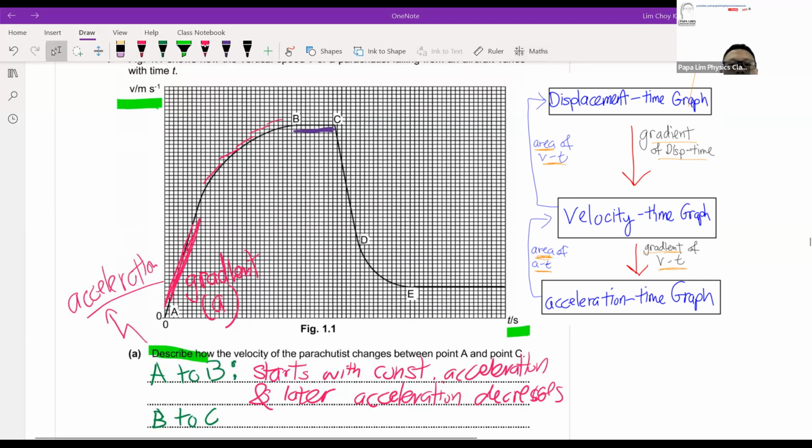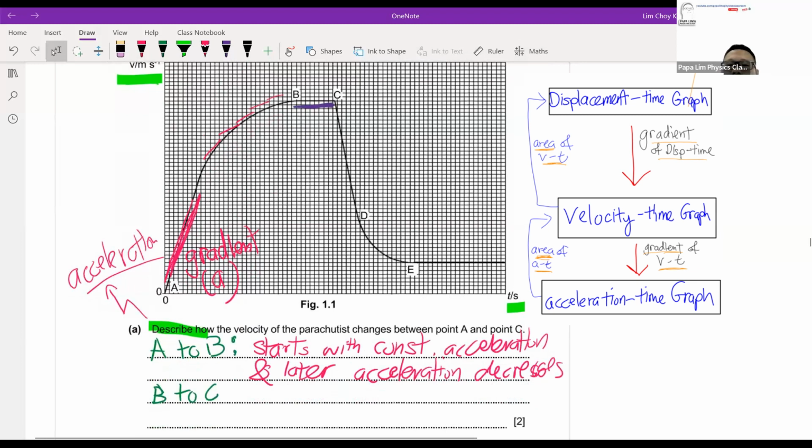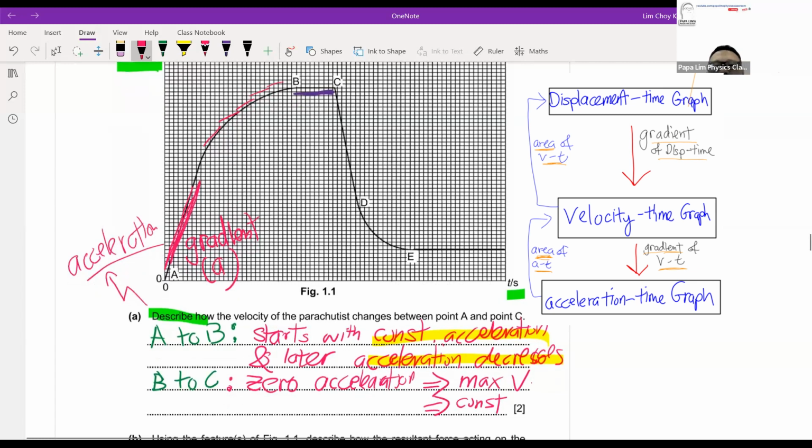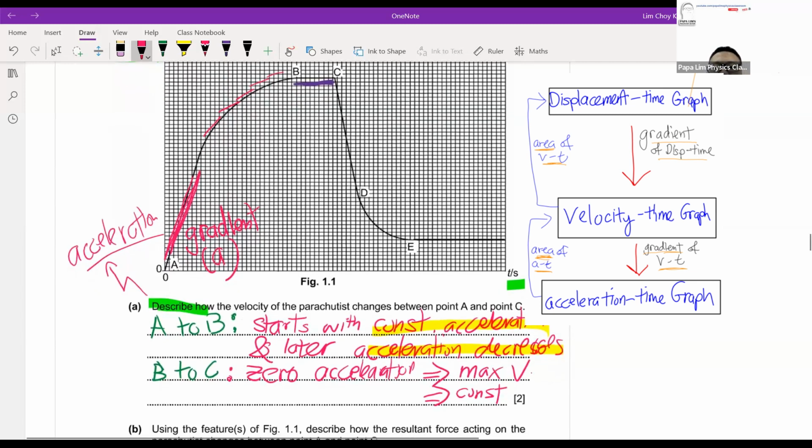It means that the acceleration at this point in time is 0, so the object is traveling at maximum speed, what we call terminal velocity. Zero acceleration implies it is traveling at maximum velocity. This maximum velocity is a constant value, and we have a term for it: terminal velocity. So for part A, this is it.